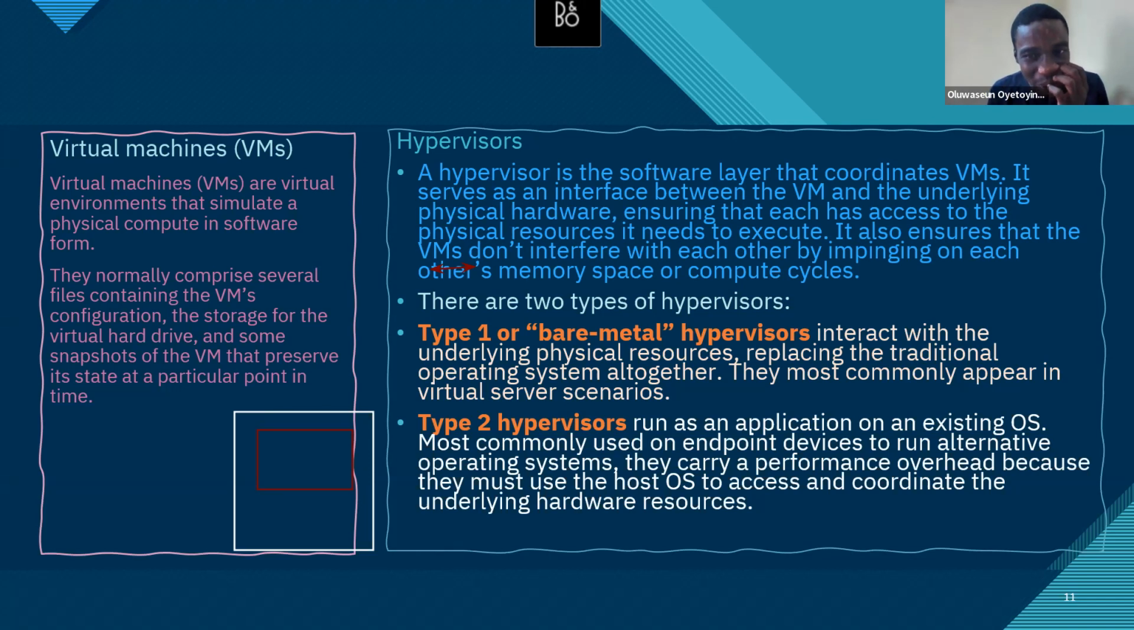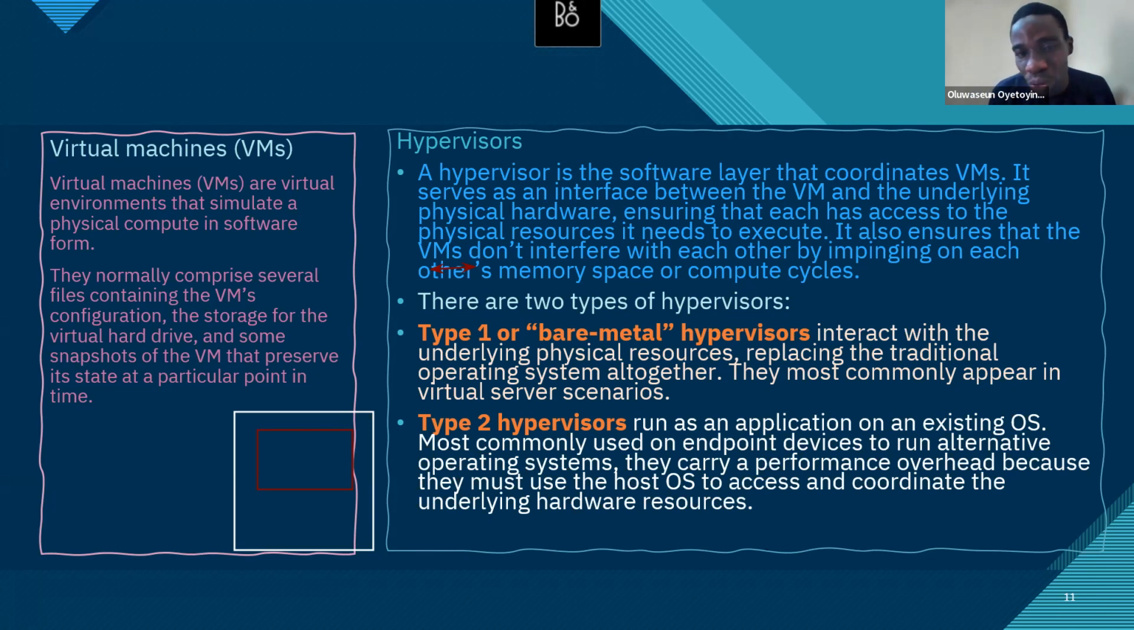They are commonly used on endpoint devices, like your laptop, to run an alternative operating system. They carry a performance overhead, because they must use the host OS to access and coordinate the underlying hardware resources. So I need a hypervisor installed on a host OS. There must be a host OS. For type 1, there's no host OS. The hypervisor is sitting on the physical hardware itself. For type 2, you need an OS hosted by the host. That's why you talk about the host OS and the guest OS.